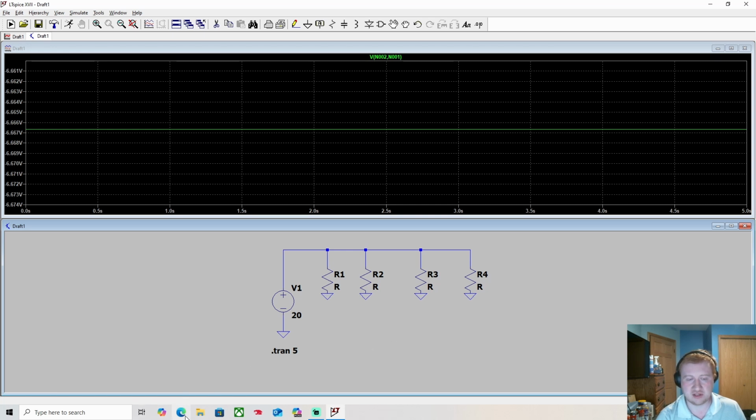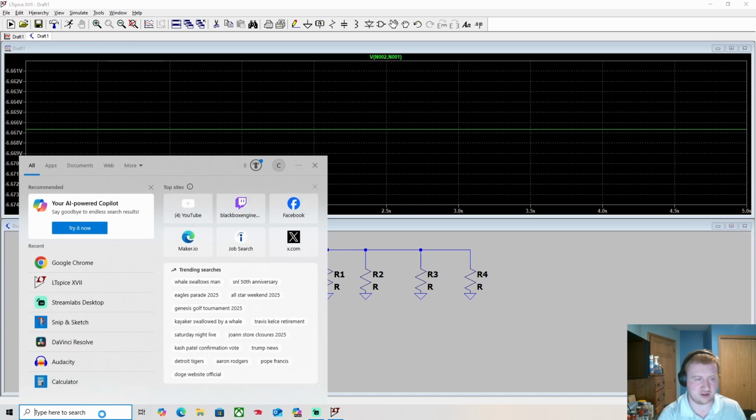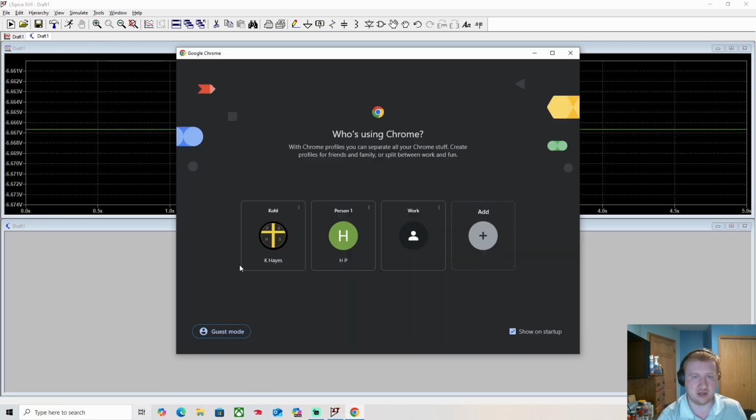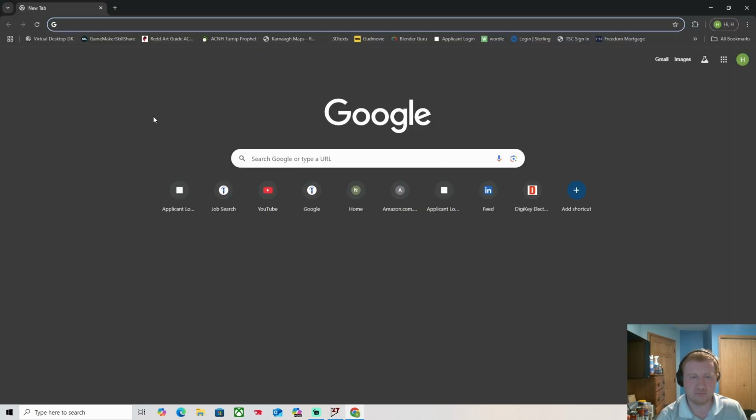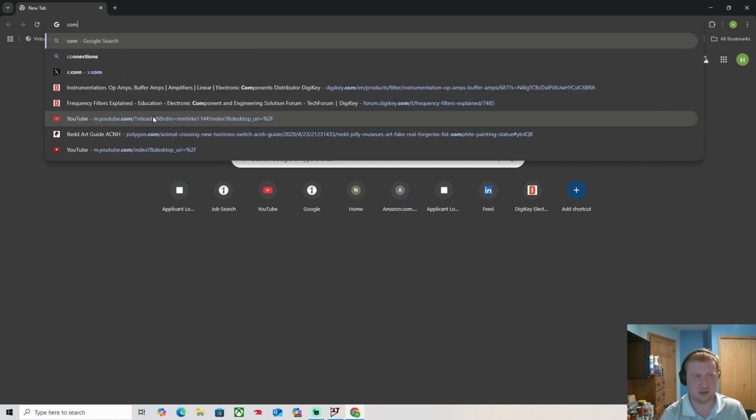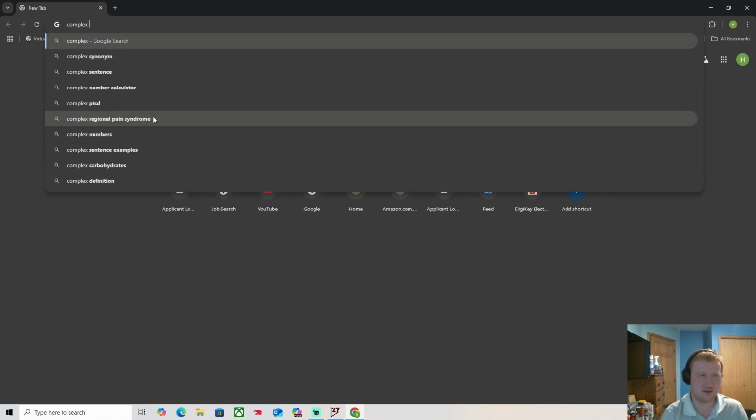So let me see if I can find a good example online, because I'm not making much sense. I'm not going to draw something out. Complex circuit diagram.